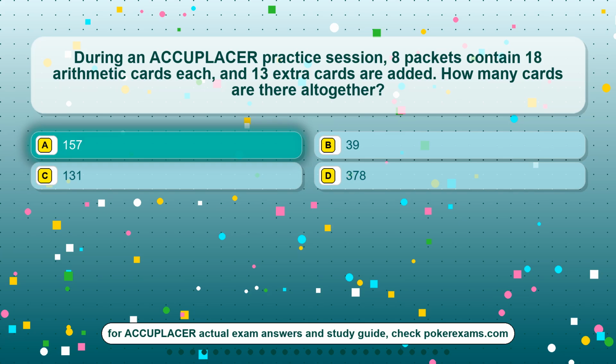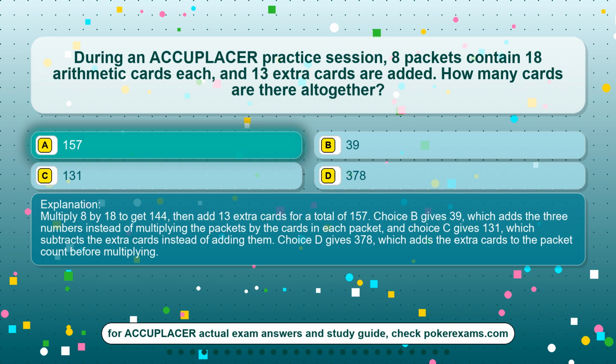The correct answer is option A, 157. Multiply 8 by 18 to get 144, then add 13 extra cards for a total of 157. Choice B gives 39, which adds the 3 numbers instead of multiplying the packets by the cards in each packet, and choice C gives 131, which subtracts the extra cards instead of adding them. Choice D gives 378, which adds the extra cards to the packet count before multiplying.